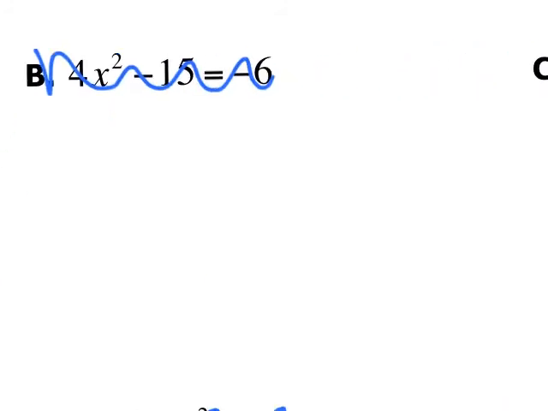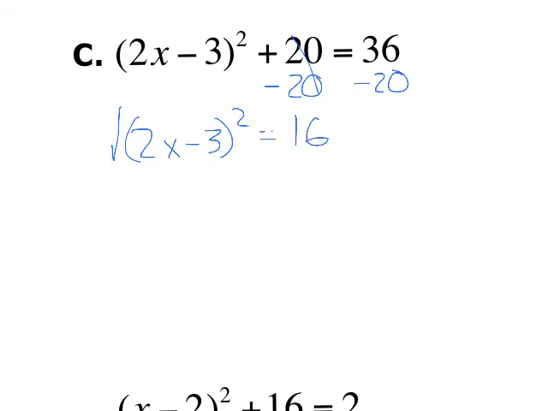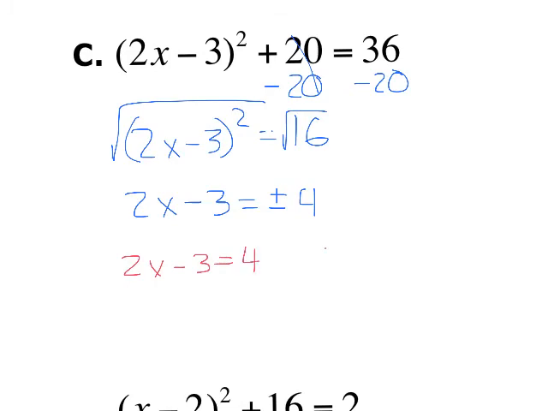All right, let's look at C. So I isolate the square. In this case, it's the 2x minus 3. So I subtract 20 from both sides. I get 2x minus 3 quantity squared equals 16. Take the square root of both sides. I get that 2x minus 3 equals plus or minus 4. Don't forget the plus or minus. So then that sets up my two equations. 2x minus 3 equals positive 4, and 2x minus 3 equals negative 4.